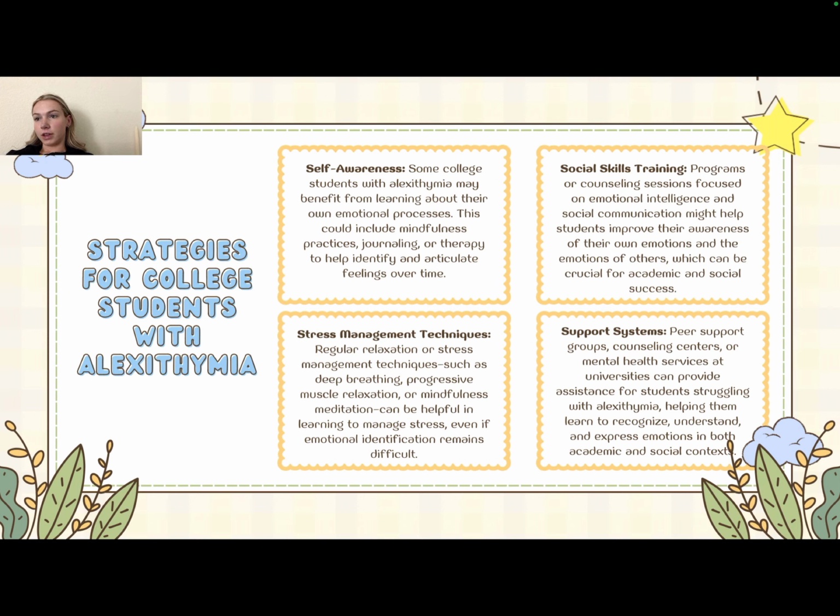Social skills training, such as counseling, can provide emotional intelligence and social communication skills that can improve awareness of their own and others' emotions. And then lastly, a support system with their peers, counseling centers, and mental health services provided at the university.